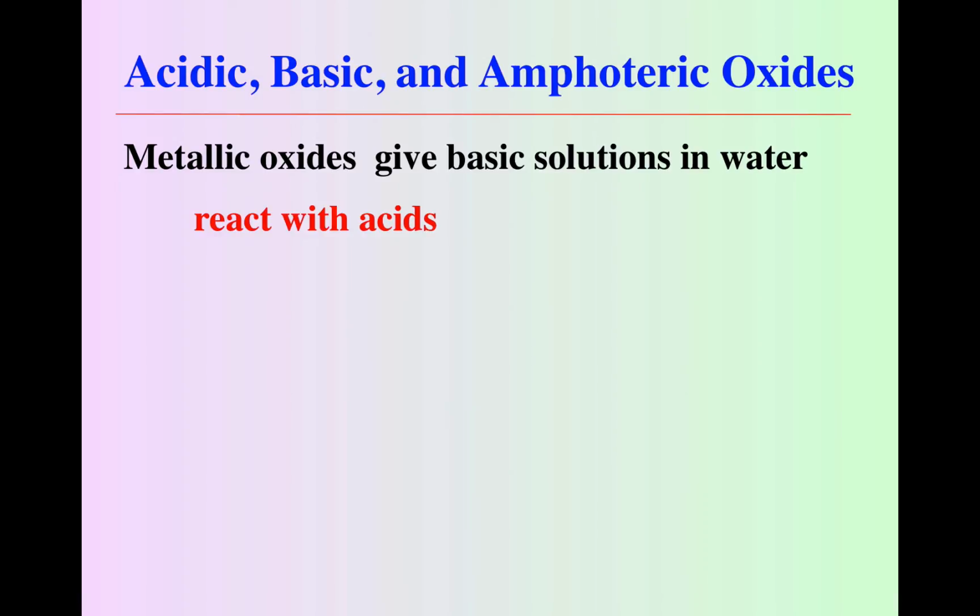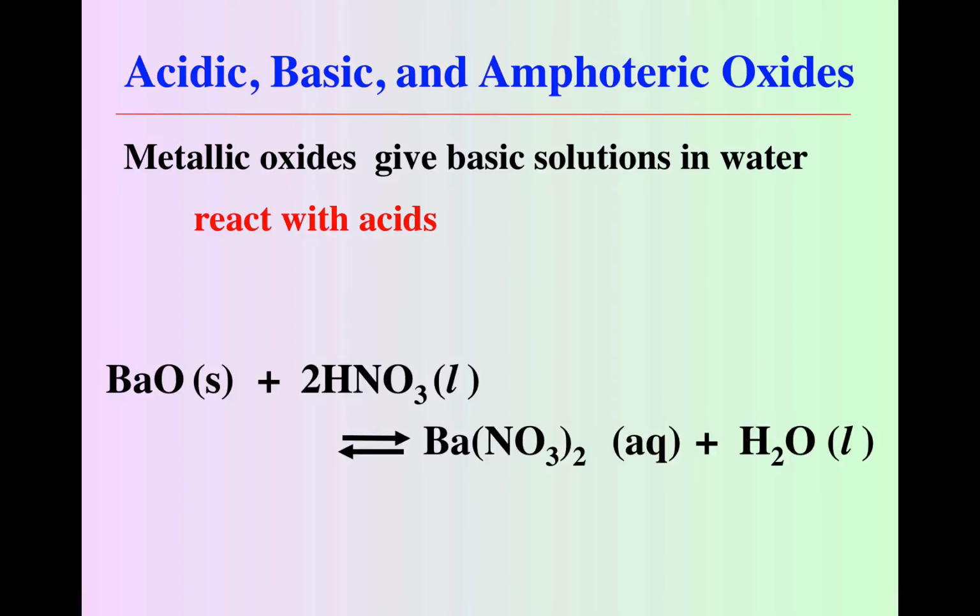All right, metal oxides react with acids, right? So if you put barium oxide with nitric acid, the oxide will take an H to form water.